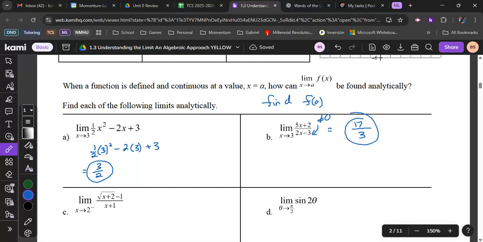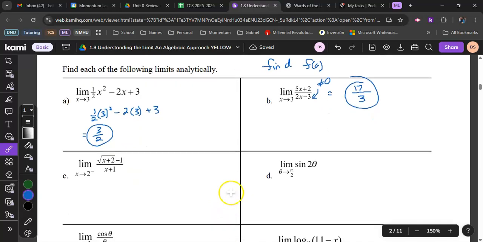Do you see why it was important to first check, though, that I'm not going to get something weird? If I forgot to check, what would happen here? It would just be over 0. And then I would know, oh, I can't do that. I need to do something else, right? I can't just plug it in.